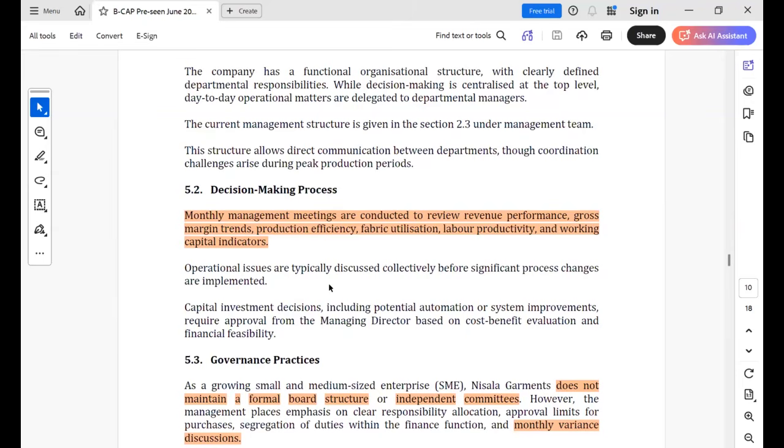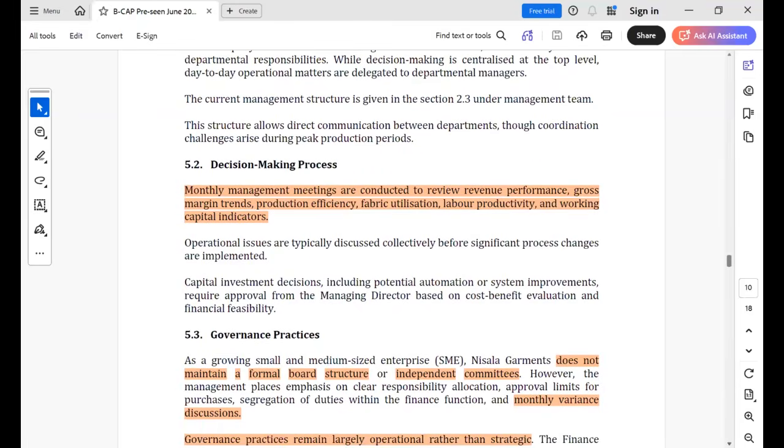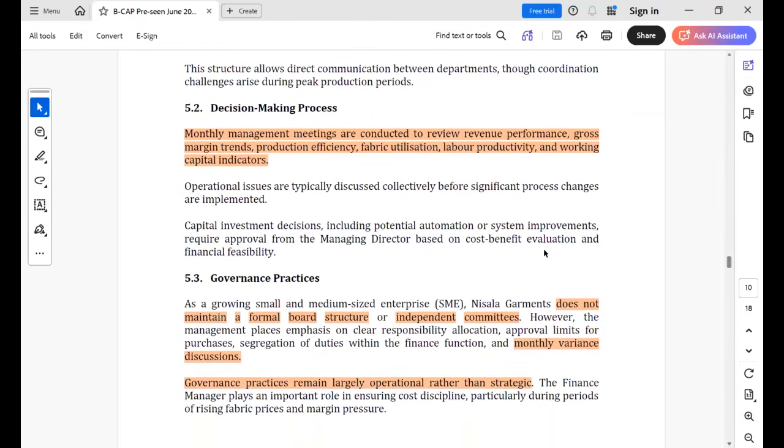Operation issues are typically discussed collectively before significant process changes are implemented. That is good, right? Capital investment decisions, including potential automation or system improvement, require approval from the managing director based on the cost benefit evaluation and financial feasibility. So, okay, that of course is correct, right? So even before any capital investment, you do the cost benefit analysis, right? Then governance.